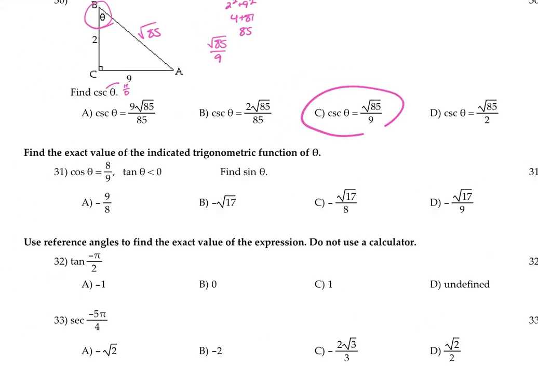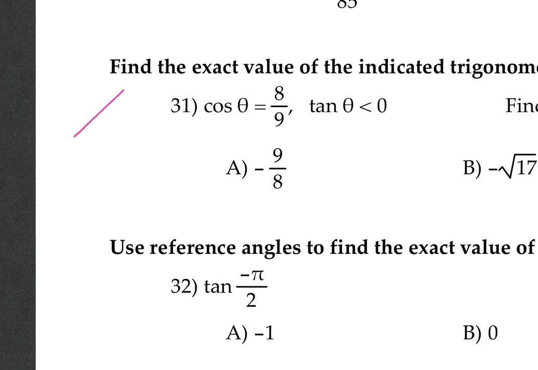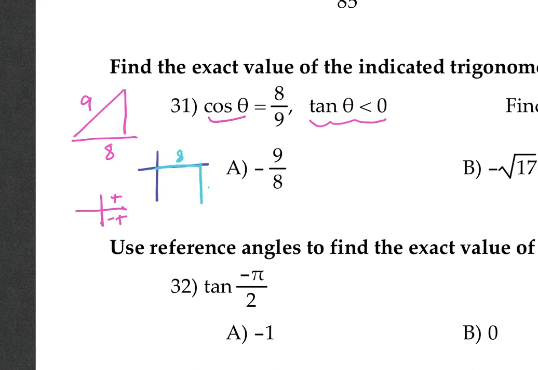31 says the cosine of theta is 8/9. So for this one, cosine would be adjacent over hypotenuse, and then we're missing the opposite side. But it also says that tangent would be less than 0. So for cosine to be positive, which happens in the first quadrant and the fourth quadrant, and tangent to be negative, that's only going to happen in the fourth quadrant. So if you wanted to draw it in the quadrant it needs to go in, then my 8 would be here, and the unknown side is going to be negative. The 9 is still the hypotenuse.